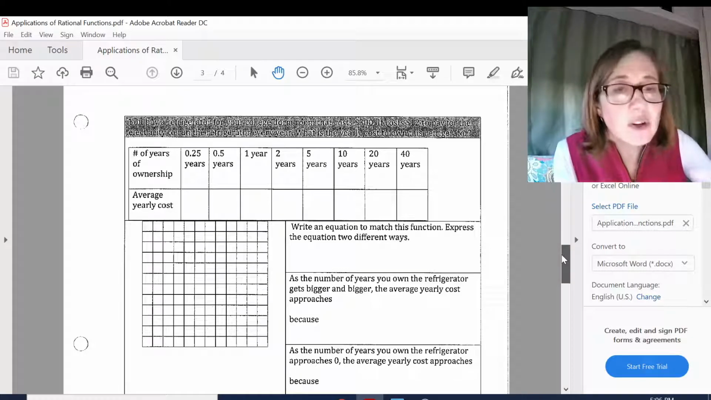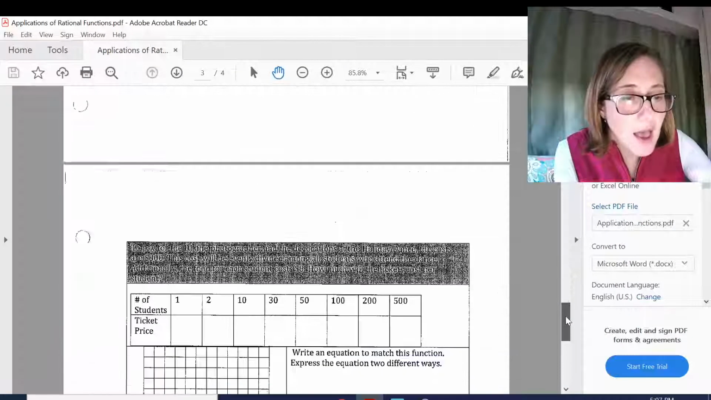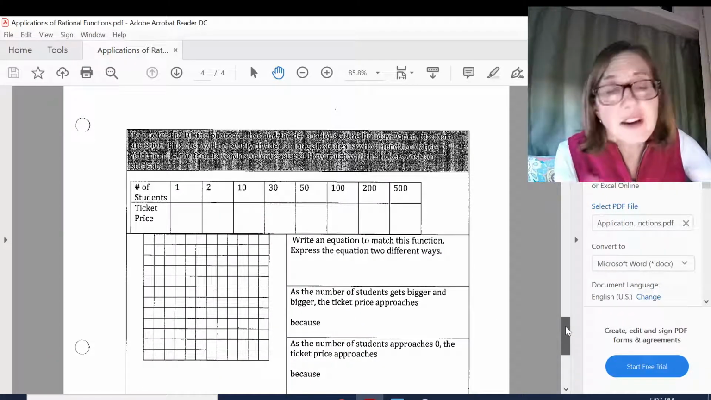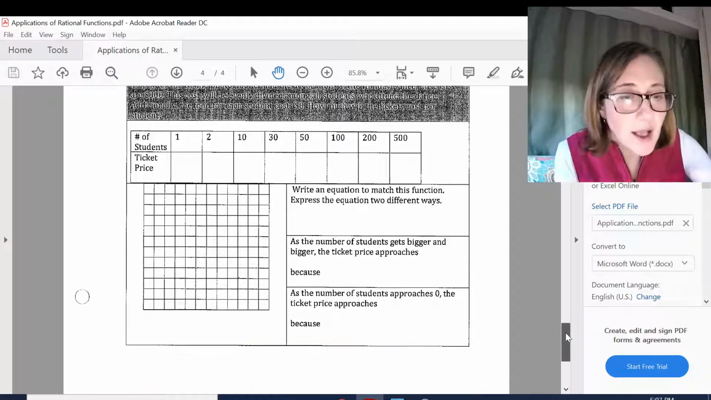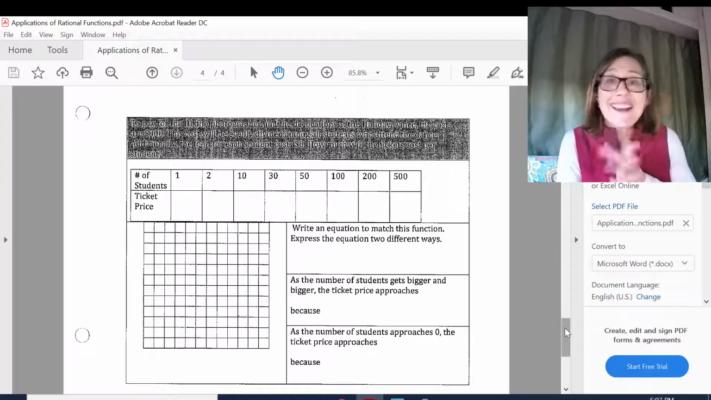This one is about a refrigerator. I know that's hard to read, so I have it over on the Canvas page. And then this one is about a holiday dance. So it's very similar to the party one. So I think you will be good with that. So I think that is everything.